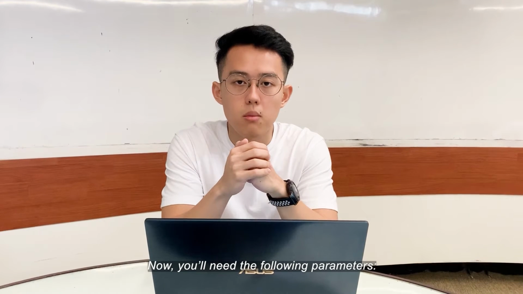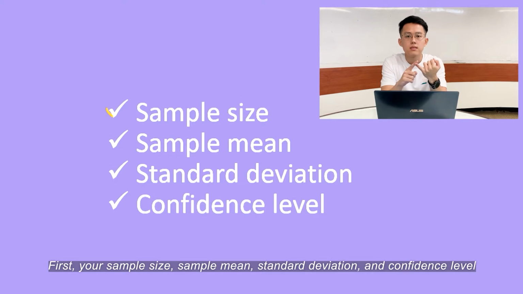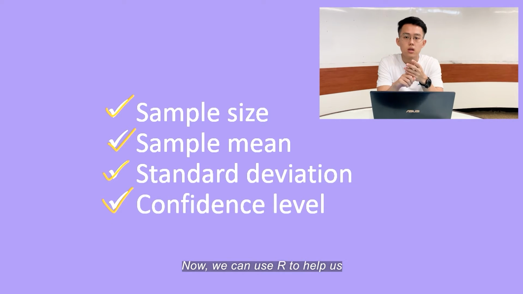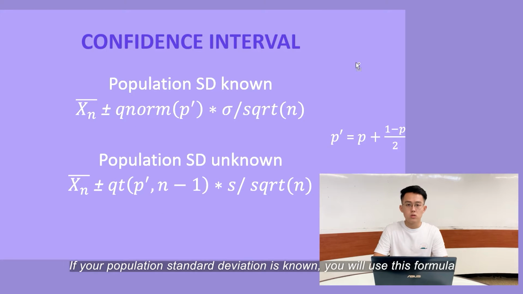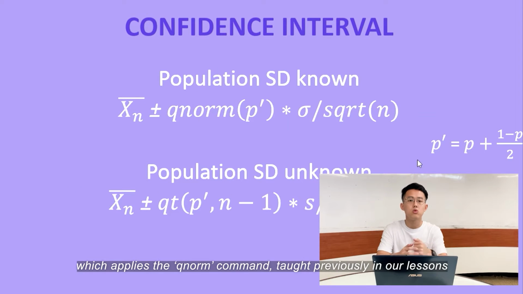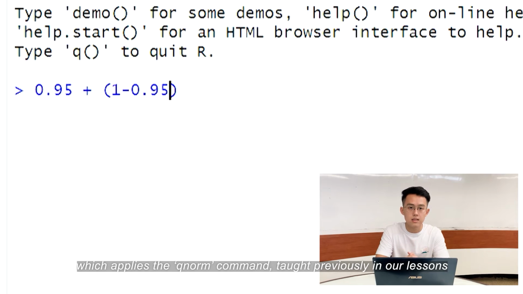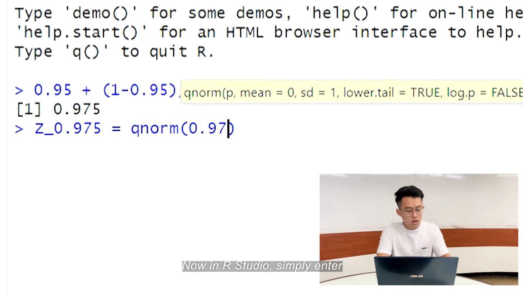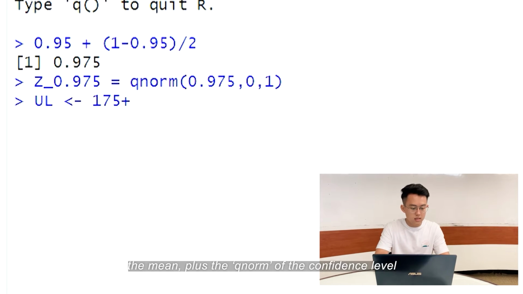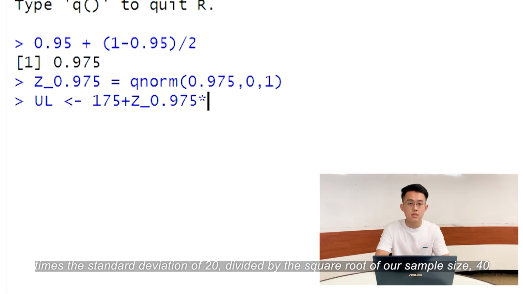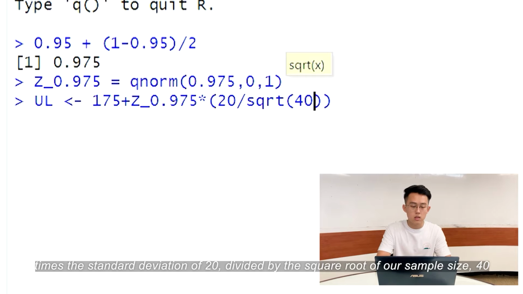Now you'll need the following parameters. First, your sample size, sample mean, standard deviation, and your confidence level. Now, we can use R to help us. So if your population standard deviation is known, you'll use this formula which employs the qnorm command taught previously in our lessons. Now in RStudio, you simply enter the mean plus the qnorm of our confidence level times the standard deviation of 20 divided by the square root of our sample size, 40.